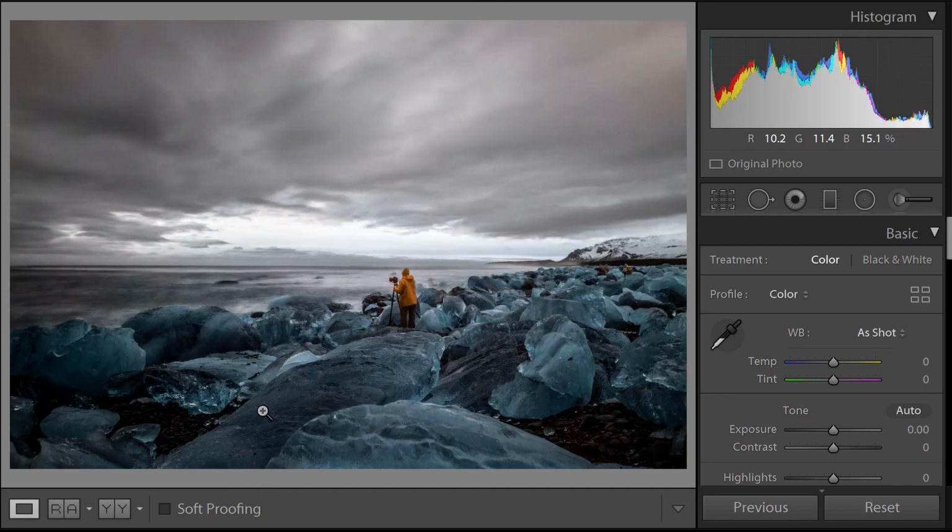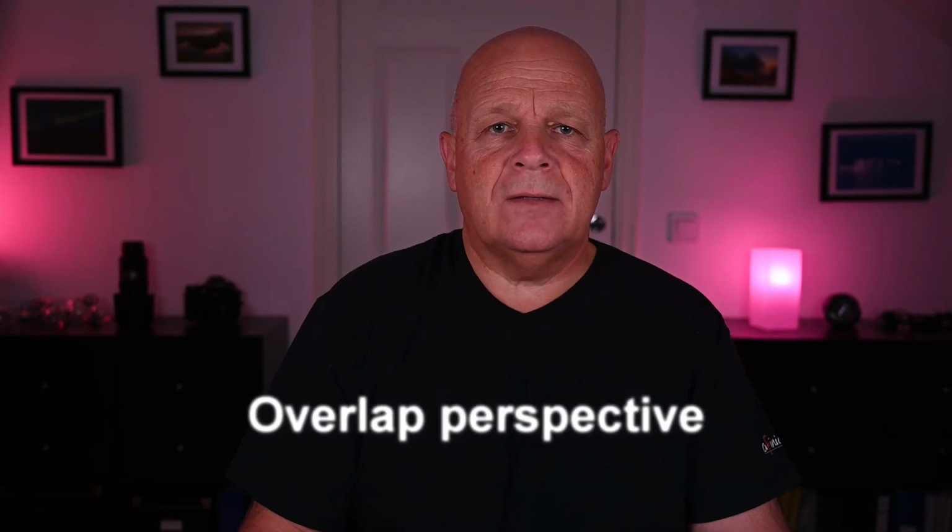And here's another example. I took this example just to show the scale of the photographer compared to the ice. These ice blocks are quite big really, and we all know the size of a human, and comparing him to these ice blocks around him tells us that these are significant lumps of ice on the ice beach. And the third type of perspective is overlap perspective.